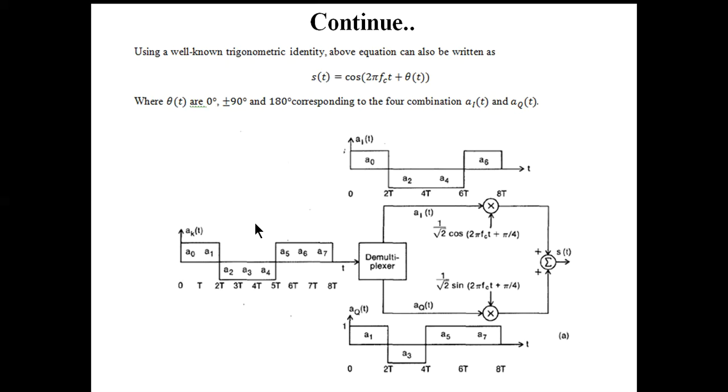Now we have to demultiplex it into odd and even bits. You can see that this one is the even stream and this one is the odd bit stream. That means this one is the in-phase bit stream and this one is the quadrature bit stream.